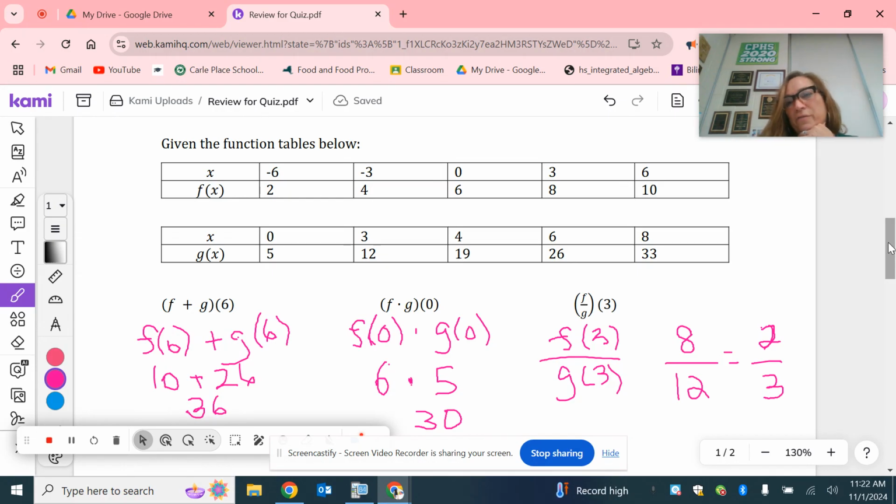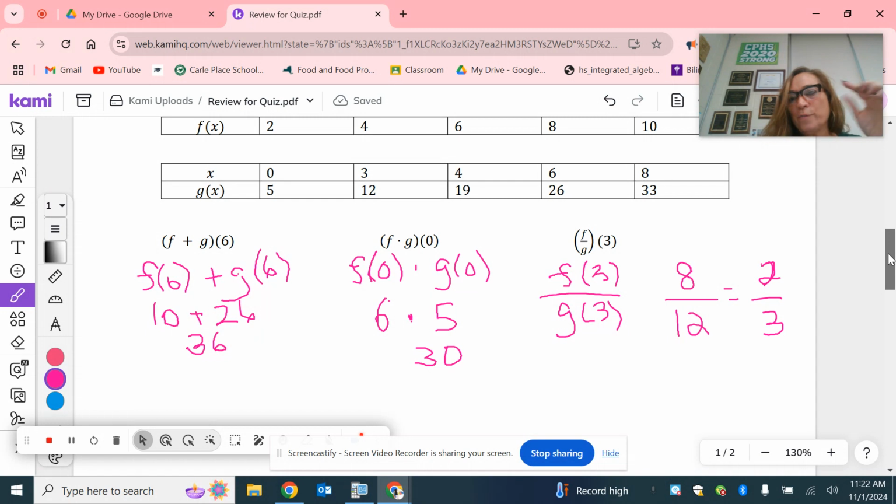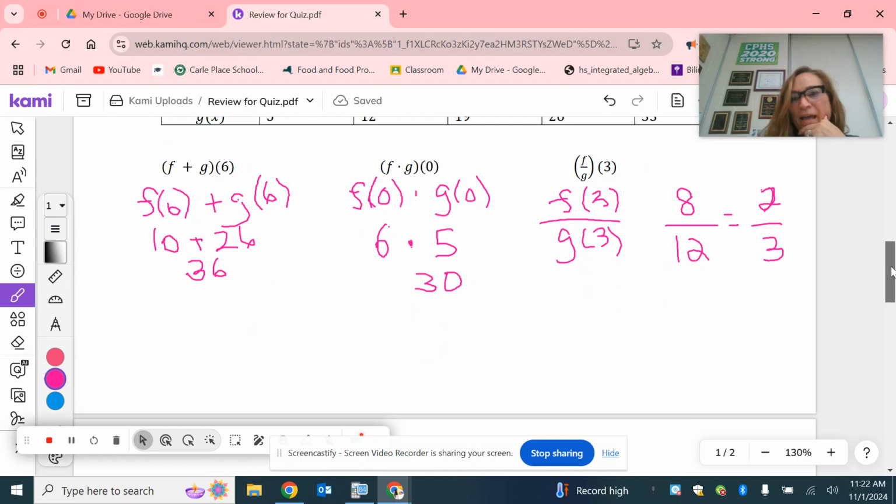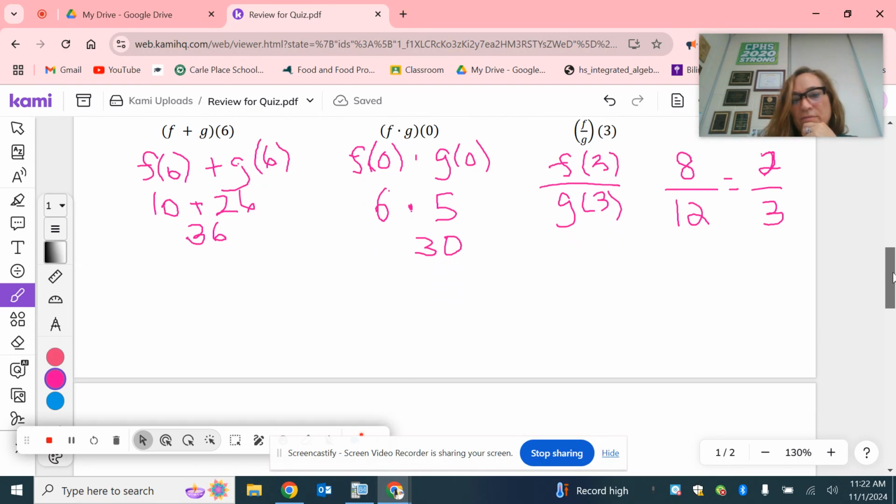I would stay away from writing it as a repeating decimal, but honestly, as long as you remember the bar over it, like 0.6 repeating, it would be fine. But I would keep it a fraction, 2/3.